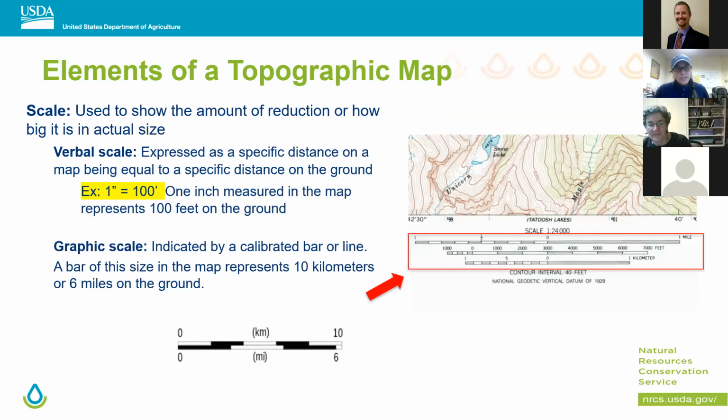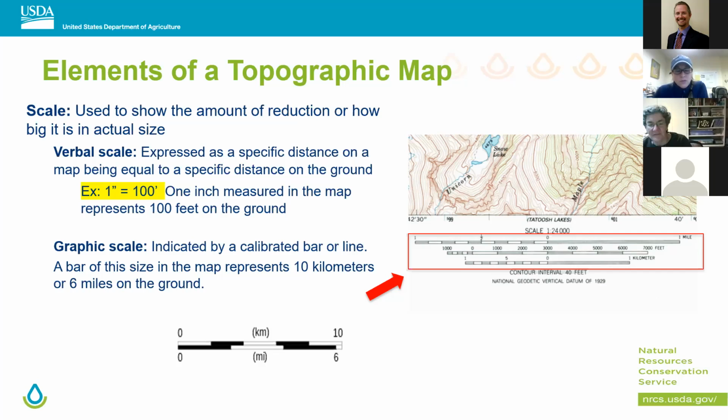scale. You'll see both the verbal and a graphic scale. You'll see it expressed as a specific distance on the map that is equal to a specific distance on the ground. You'll see 1 to 24,000 here under that topographic map. So our example is 1 inch equals 100 feet. That would be 1 inch on the topographic map represents 100 feet on the ground.